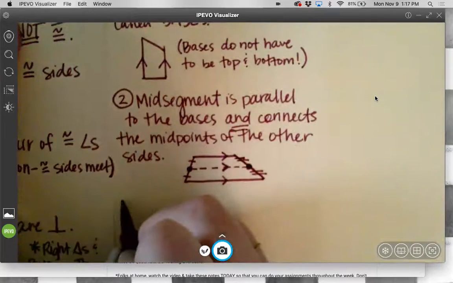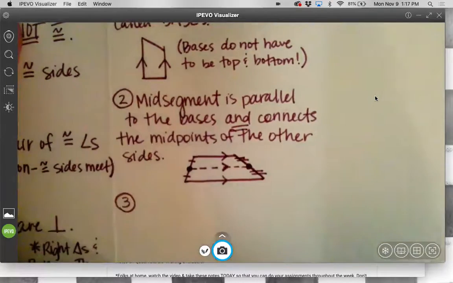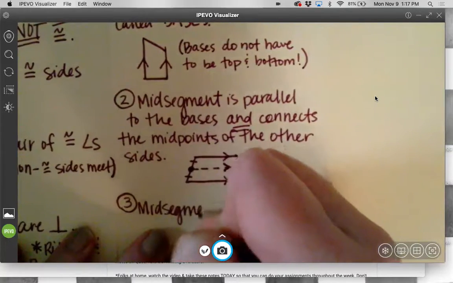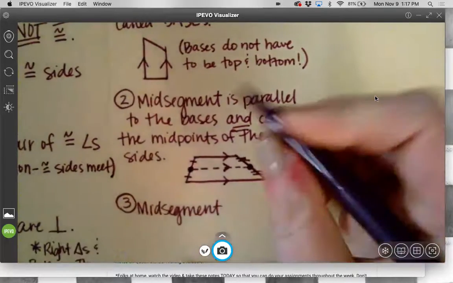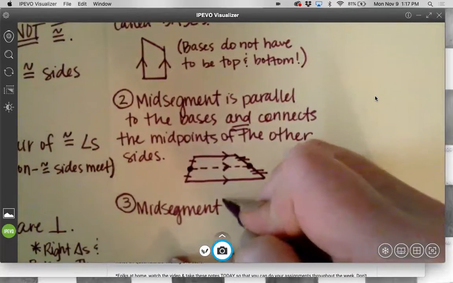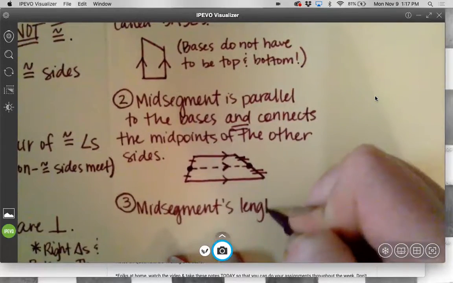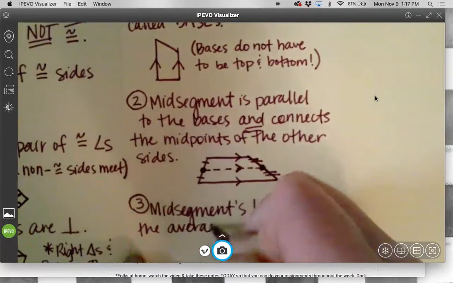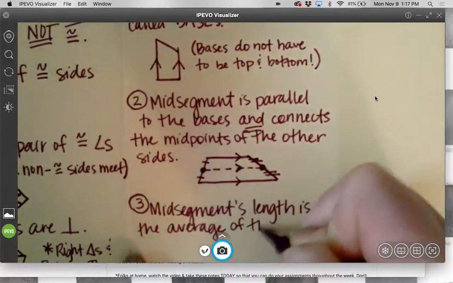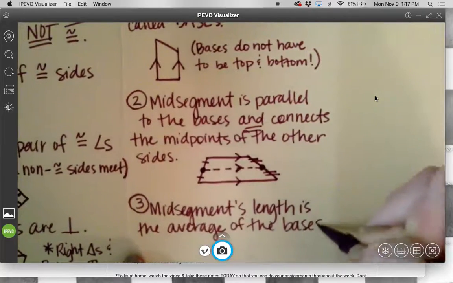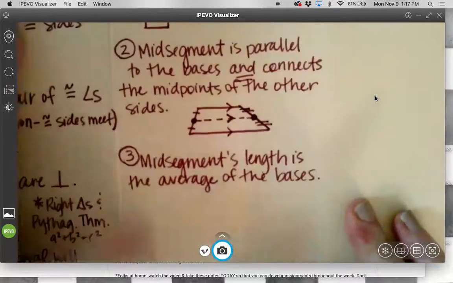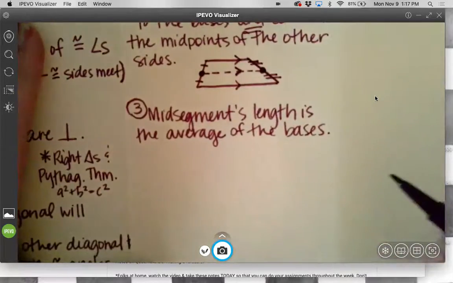The third property has to do with that same mid-segment. Mid-segment's length is the average of the bases. This is another one that gets used a lot, because you can do this with numbers or you can make it a little more complicated, and they can make you some problems that have expressions in there.